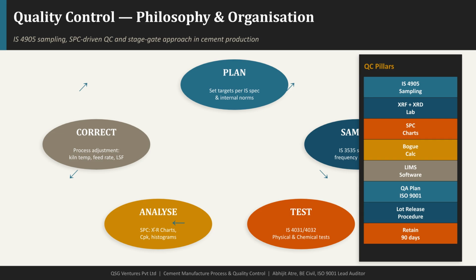The quality control philosophy follows a closed-loop system: plan, sample, test, analyze, and correct. Key QC pillars include IS 4905 sampling, laboratory analysis using XRF and XRD, monitoring via SPC charts, BOG compound calculations, LIMS software, QA procedures, and rigorous lot release protocols.